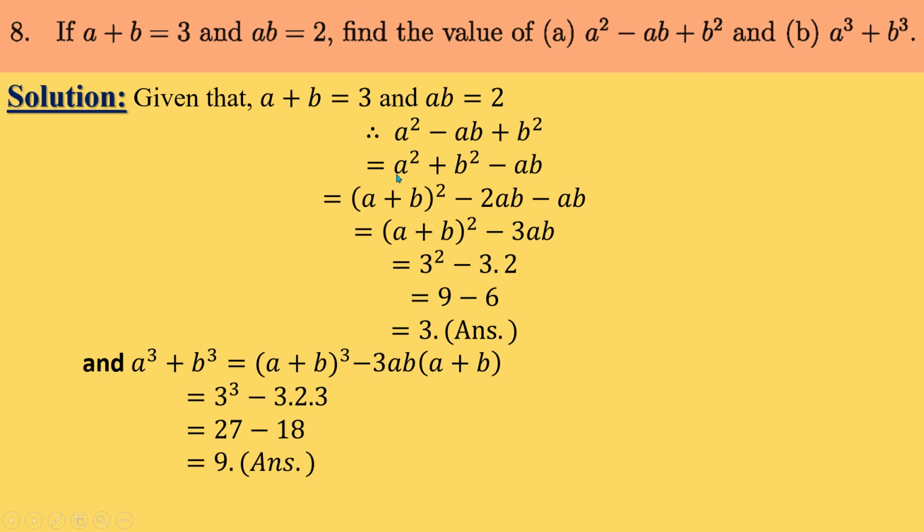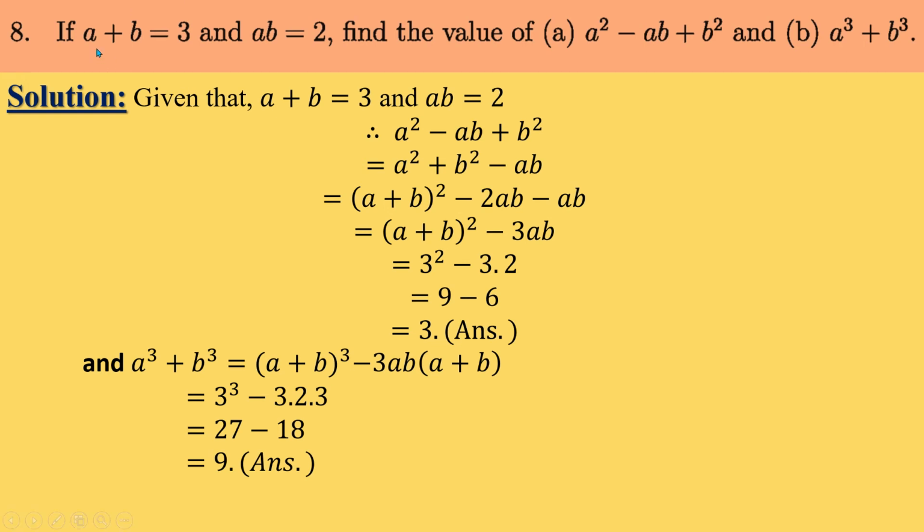This equal to, we can write a square plus b square, written in arrangement, minus ab. But a square plus b square, we know 3 corollary. One is a plus b whole square minus 2ab. Another one is a minus b whole square plus 2ab. Or we can write a plus b whole square plus a minus b whole square divided by 2.